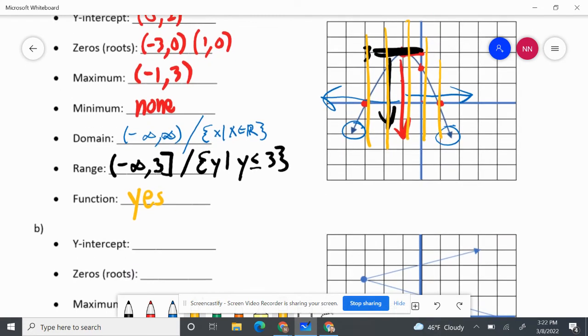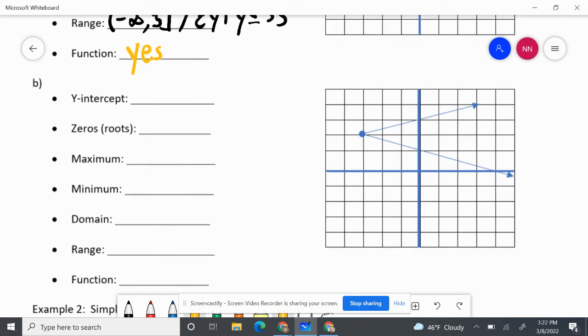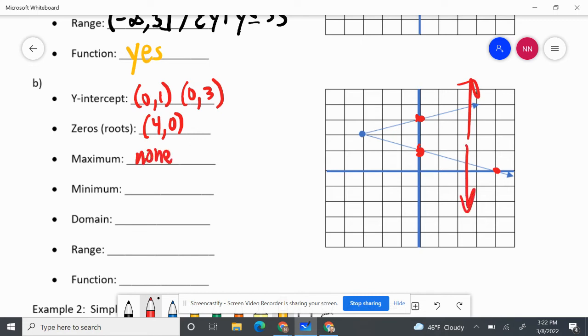Let's look at another example. This time, our y-intercept is where it crosses the y-axis. Notice it crosses twice. It crosses at (0, 1). It also crosses at (0, 3). Our zeros, roots, or x-intercepts, that's where it crosses the x-axis, 1, 2, 3, 4. So that right there would be (4, 0). Our maximum, notice that it keeps on going up, so that would be none. And then our minimum, it keeps on going down, so that would also be none.